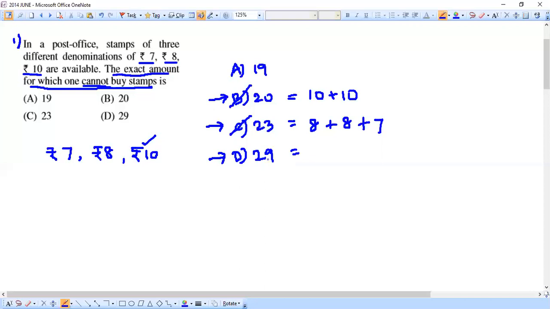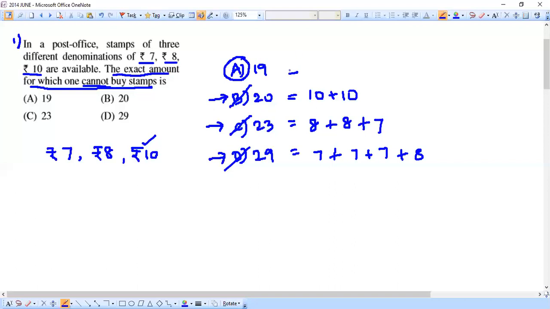Okay. So 7 rupees, we will think 7, 7, 7. We can get 7 plus 7 plus 7. We can go this way. So if we go like this, we'll be getting 21 so far. And plus one more 8 rupees stamp will just give 29. So that means 29 is also not possible, confirming that option A is our answer to this question.